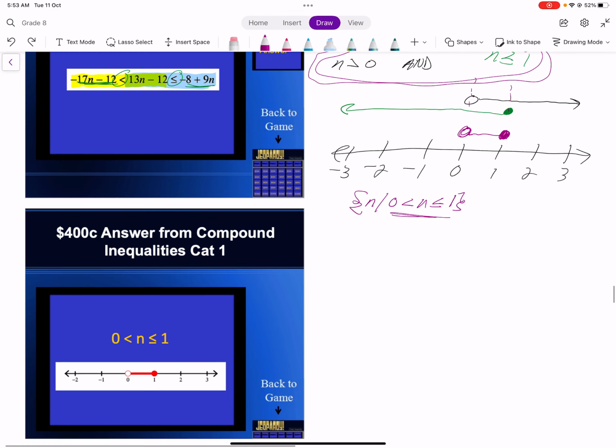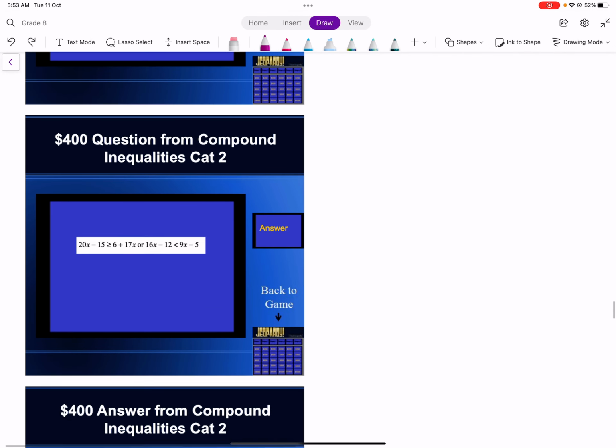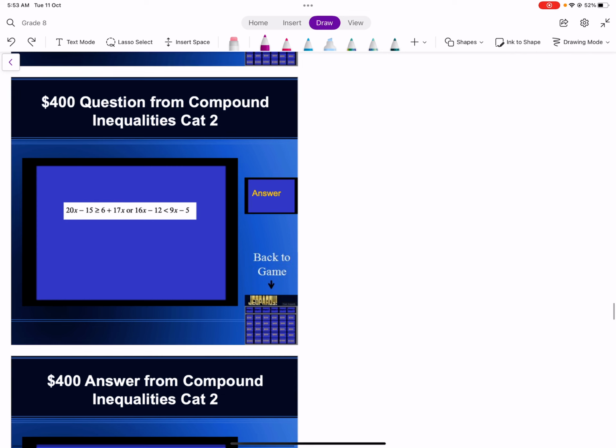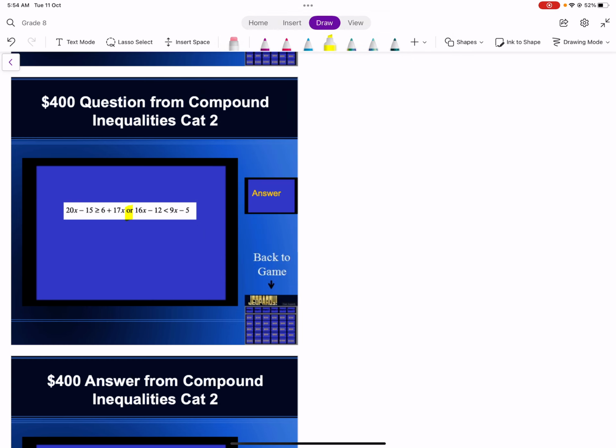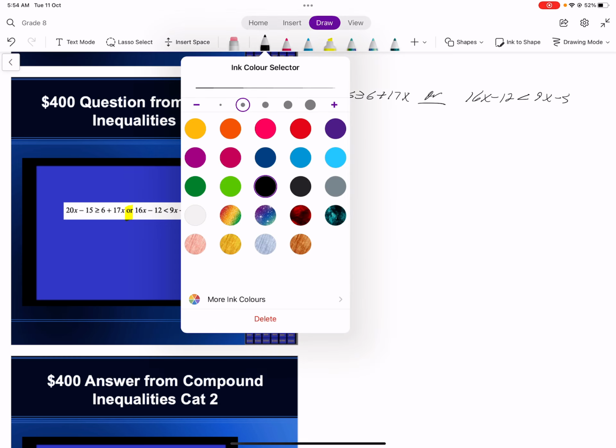Now we're going to move on to the last category and go through some of these questions here, just to go over the different types of specials. So once again, when we see the word or, then we know it's an or statement, and it has to tell us the word or if it's going to be that, and this one it does. So I'm going to just do these separately. So we have 20x minus 15 is greater than or equal to 6 plus 17x, or 16x minus 12 is less than 9x minus 5.